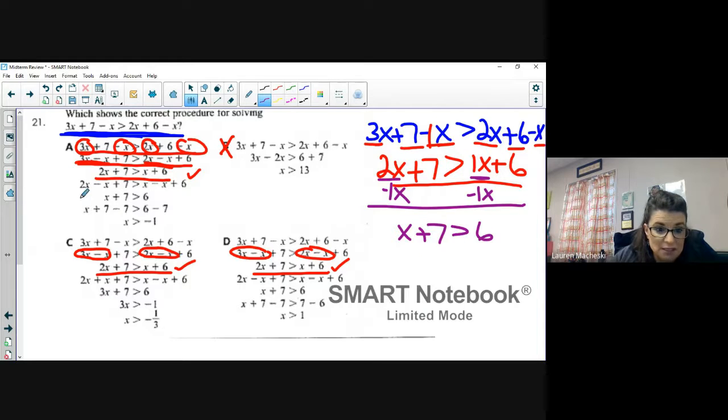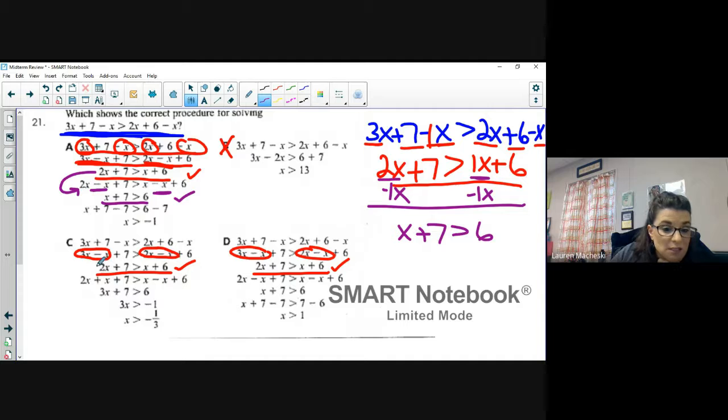So let's see what they did. They went from this line to this line. They subtracted an x here and subtracted an x here. They just show it a little bit different. They show it left to right, whereas we show it up and down. But do they have the next line correctly? It looks like they do, so I'm not going to cross that off yet.